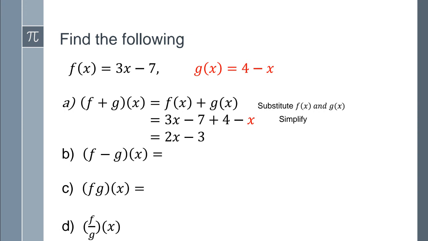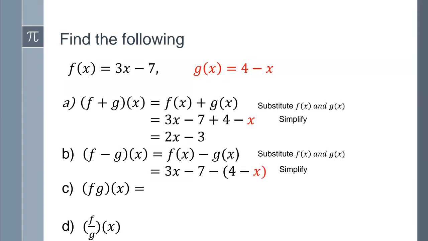Okay? Let's try the subtraction of two functions. I would do the very same thing. This is the syntax that represents the subtraction of two functions, but I would rewrite it. All it's telling me to do is subtract function f with function g. So all I need to do now is substitute function f of x with 3x minus 7, function g of x with 4 minus x, and simplify. So let's go ahead and do that.